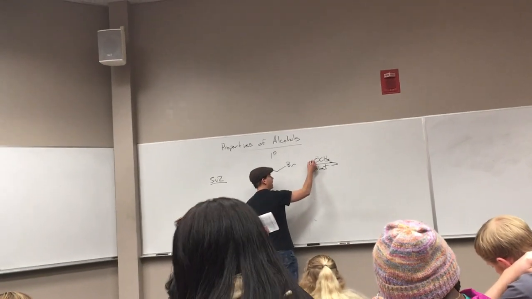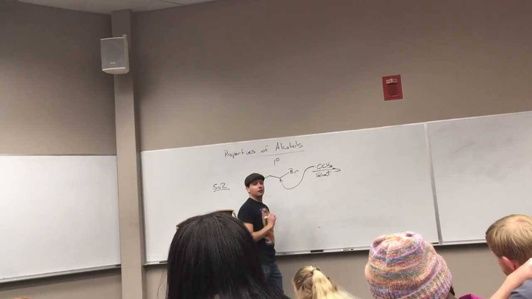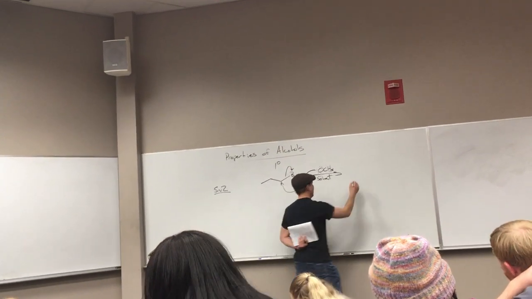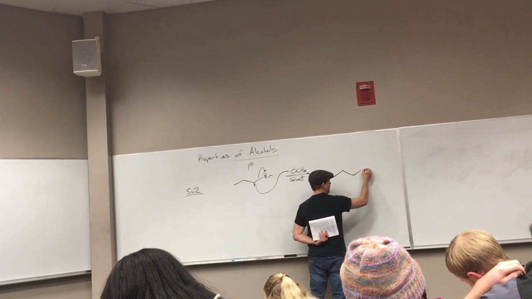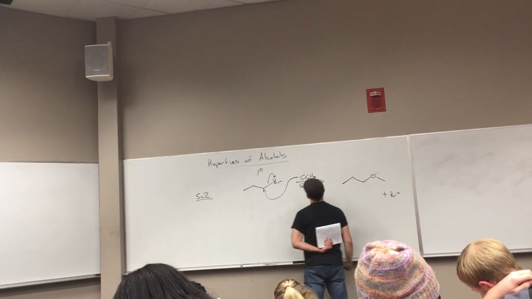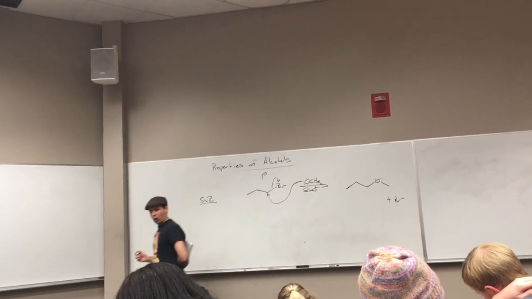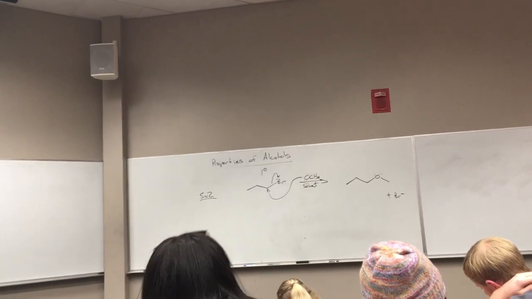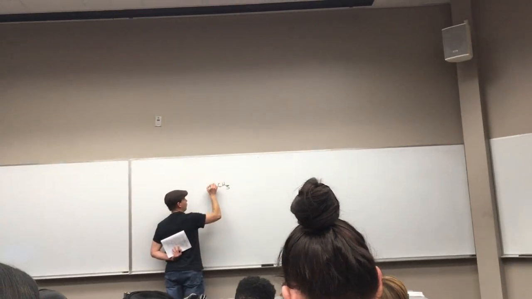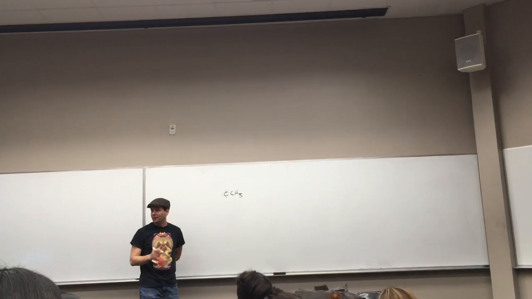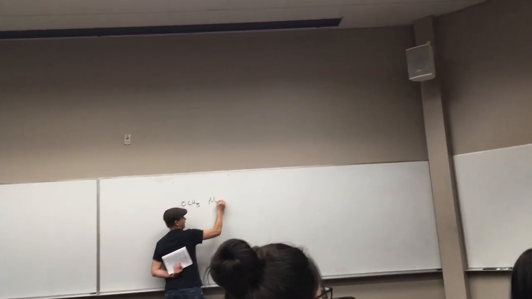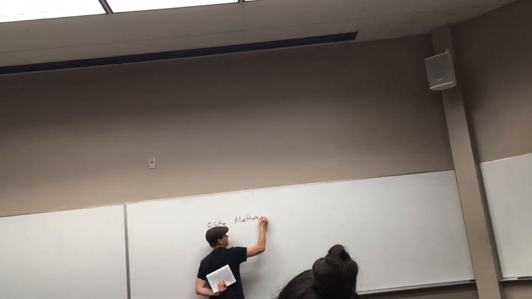This will attack there, kicking off the bromine, giving me basically an ether, plus Br minus. What is that strong nucleophile? Anybody remember the name? Methox... What do we put at the end for negatives? IDE, methoxide. Absolutely. So this is methoxide.